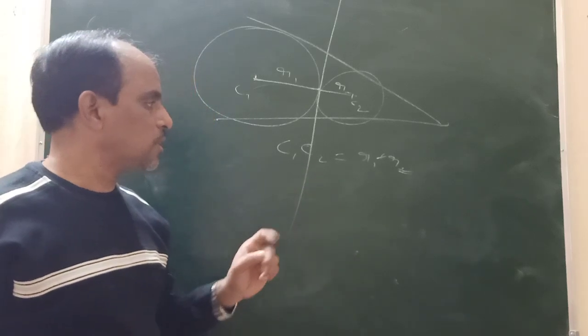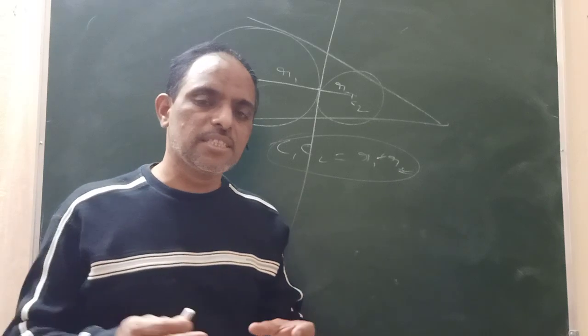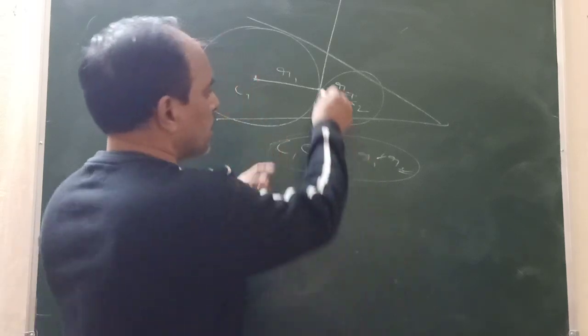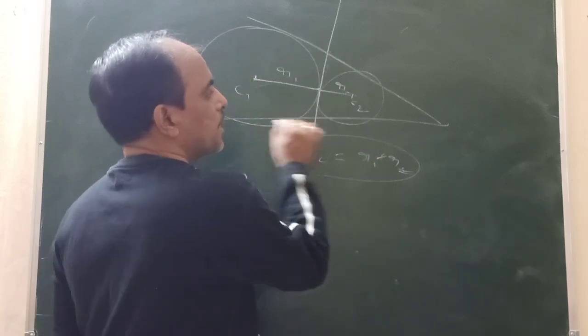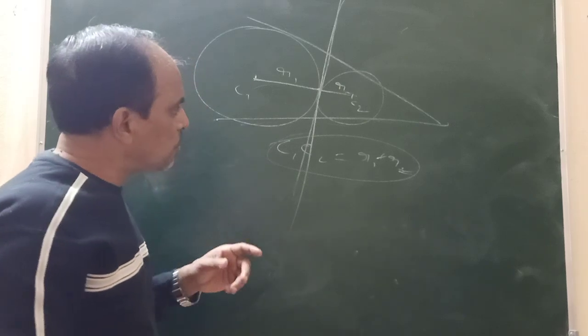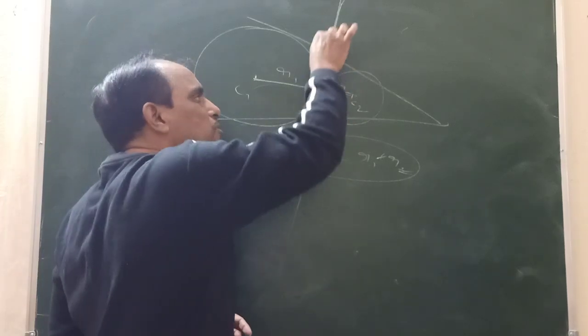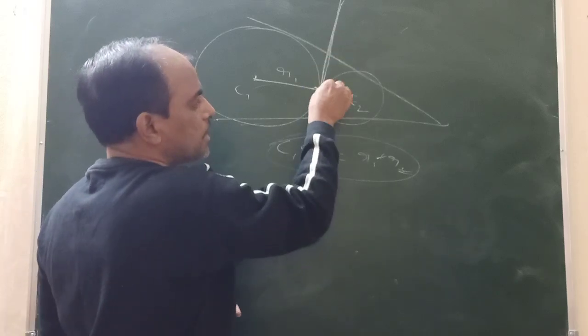Okay, you remember that one. If C1 C2 is equal to R1 plus R2, the 2 circles touch each other externally like this. There will be 3 common tangents, 2 direct common tangents and one transverse common tangent. Now one more important point: this transverse common tangent is nothing but the internal center of similitude.